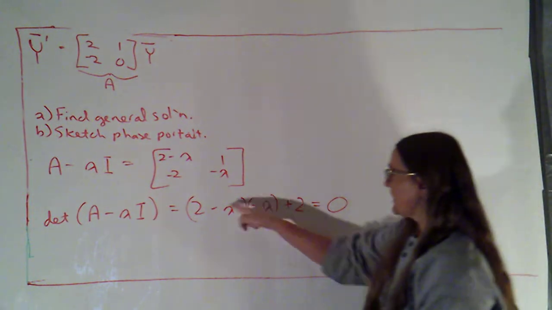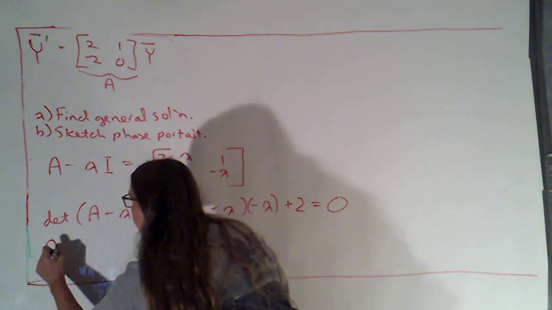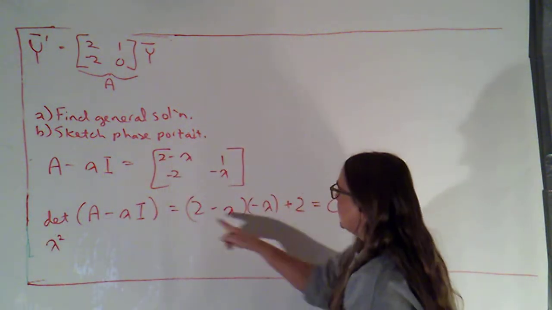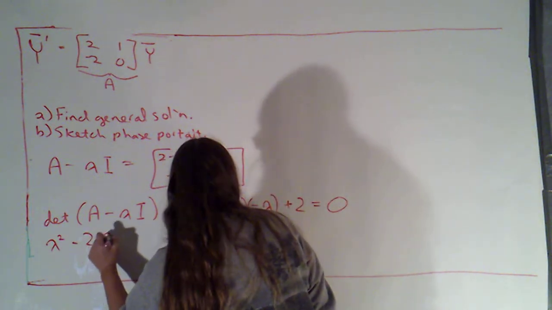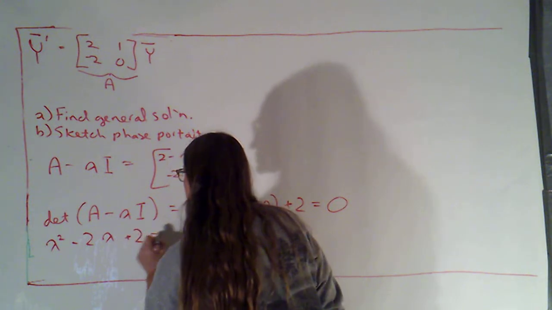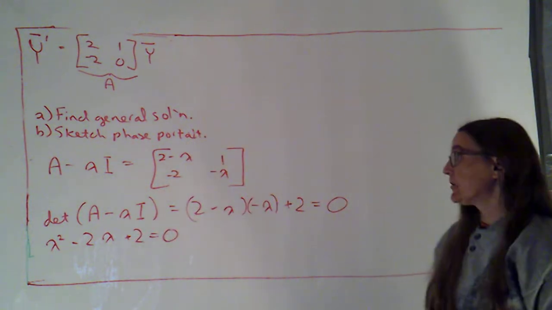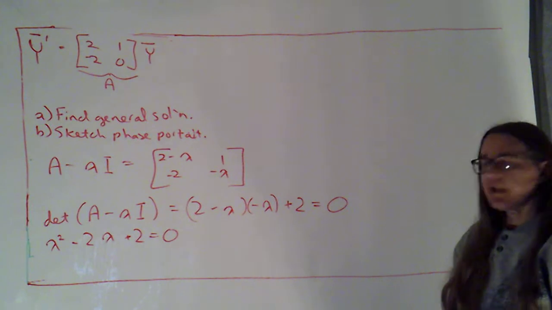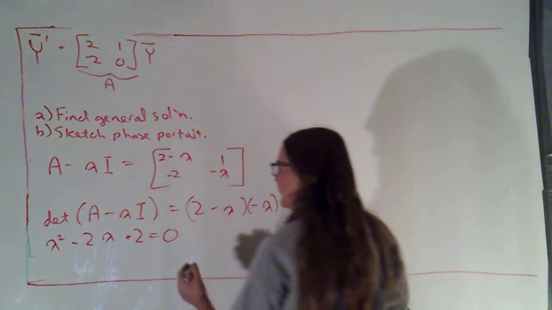So let's work that out. If I distribute that negative lambda, I'm going to get a lambda squared, looks like a minus 2 lambda, and then plus 2 is equal to 0. So that doesn't look like it factors. Let's use the quadratic formula.